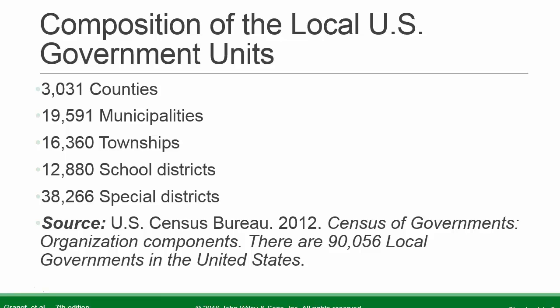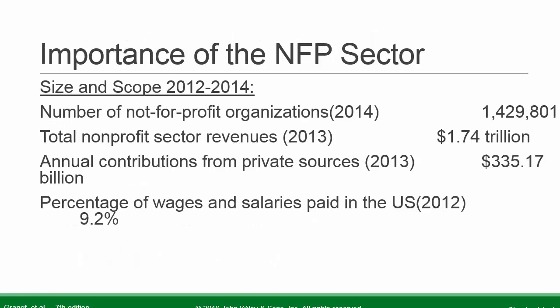There are over 3,000 counties, over 19,000 municipalities, over 16,000 townships, over 12,000 school districts, and over 38,000 special districts, again based on the 2012 U.S. Census. But you can see that this is a powerful impact, and we will be looking at the accounting for these types of entities. Let's look at the not-for-profit sector.